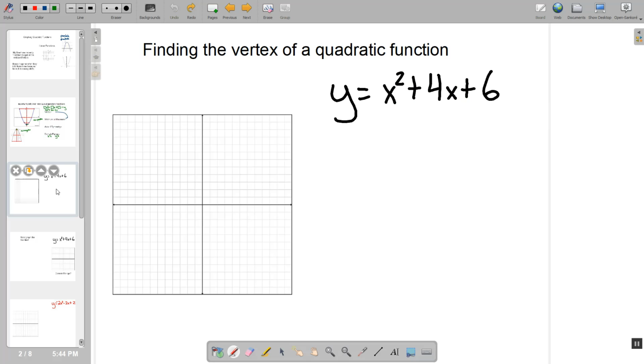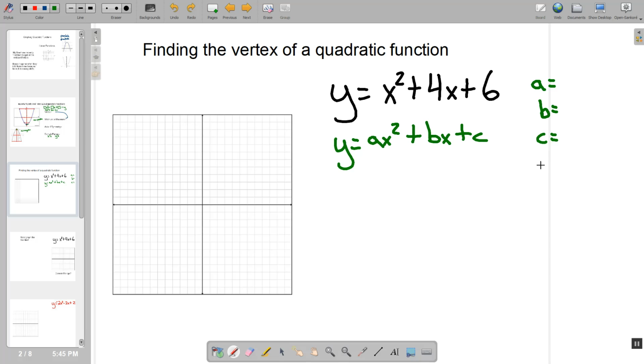So let's look at the graph of a quadratic function. Here's an example of a quadratic function. If we remember, the form is ax squared plus bx plus c. The first thing I like to do is identify what my a value, my b value, and my c value are to help me solve this problem.